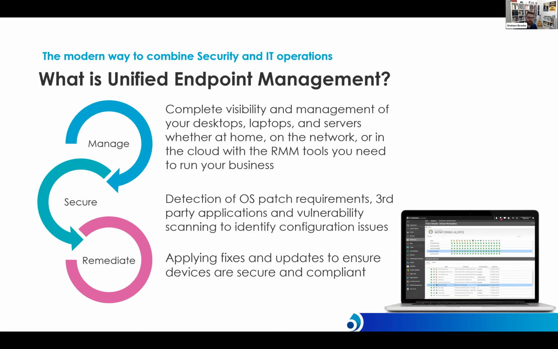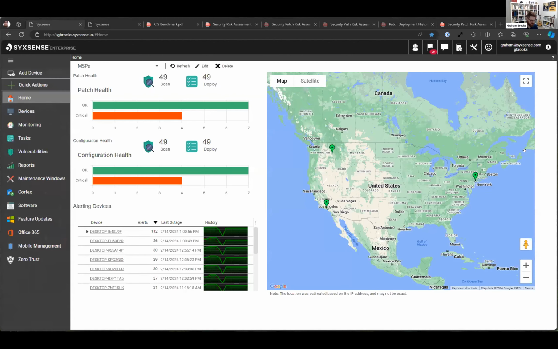So with that in mind, I'm going to transition from sharing this slideshow over to the console, and we're going to take a look at what it would look like to remediate items within CIS level 1 and CIS level 2. So you should now be able to see the Syxsense console.